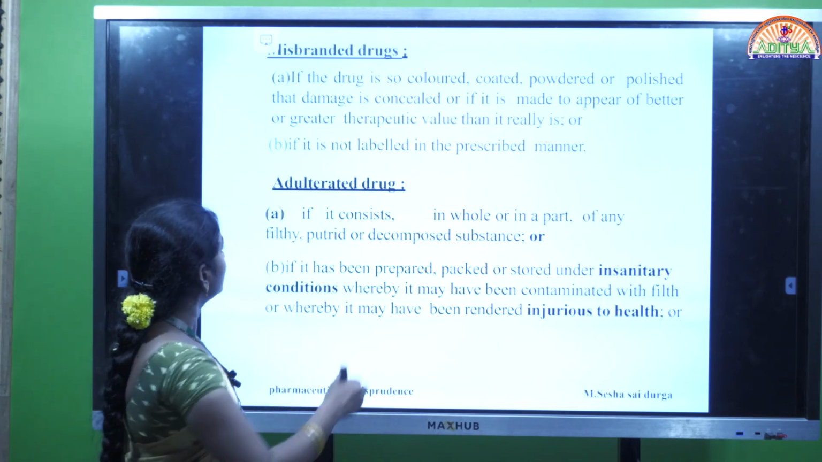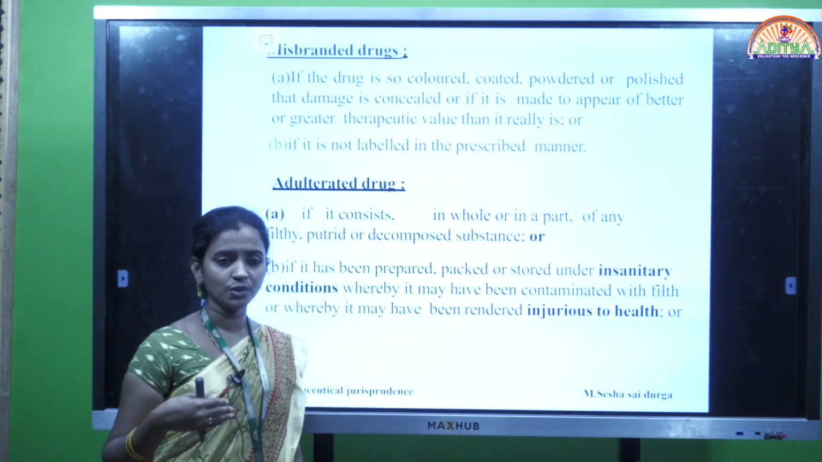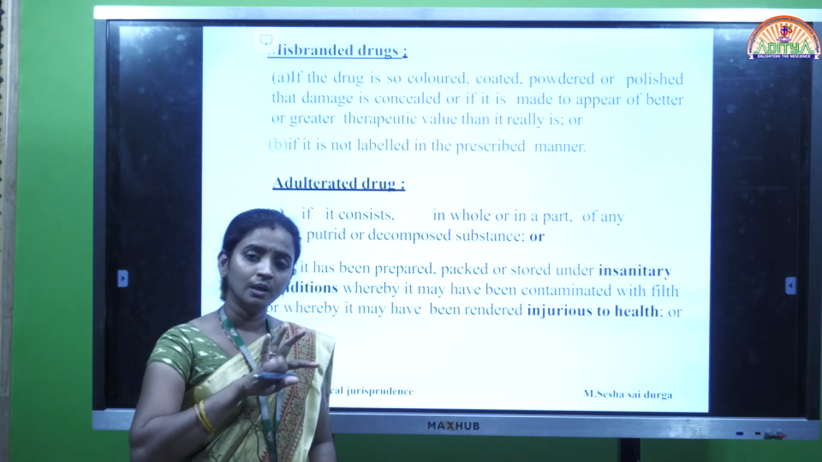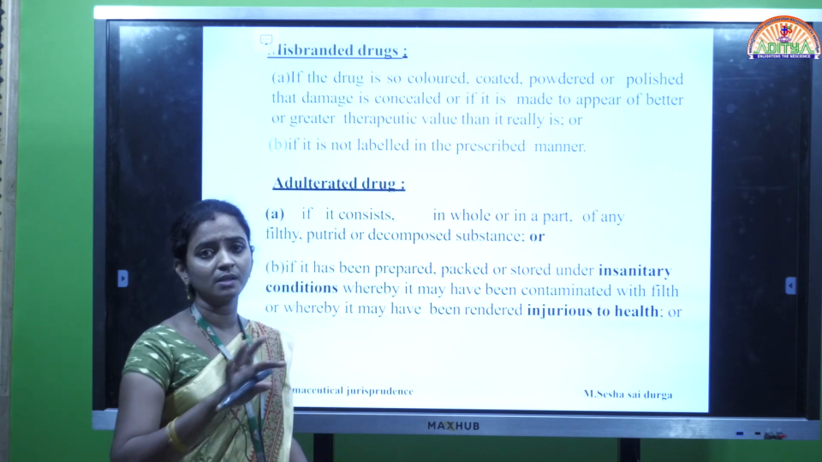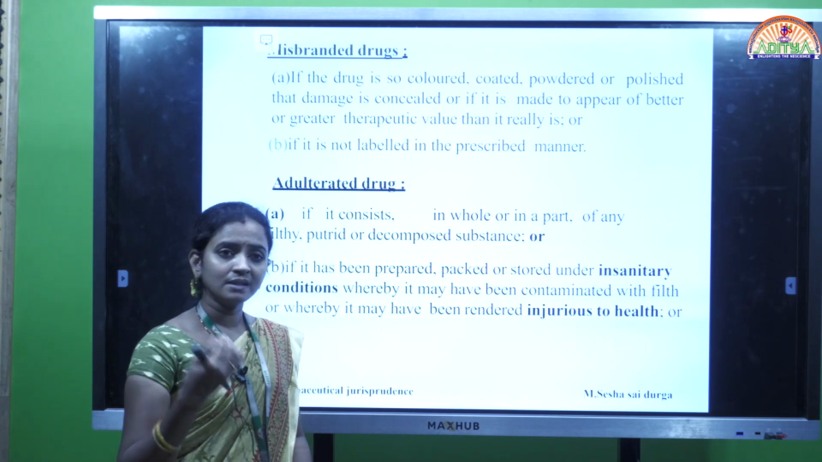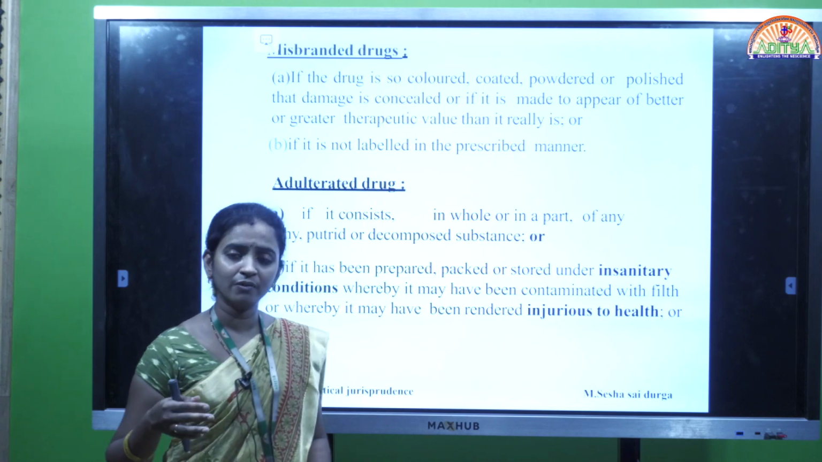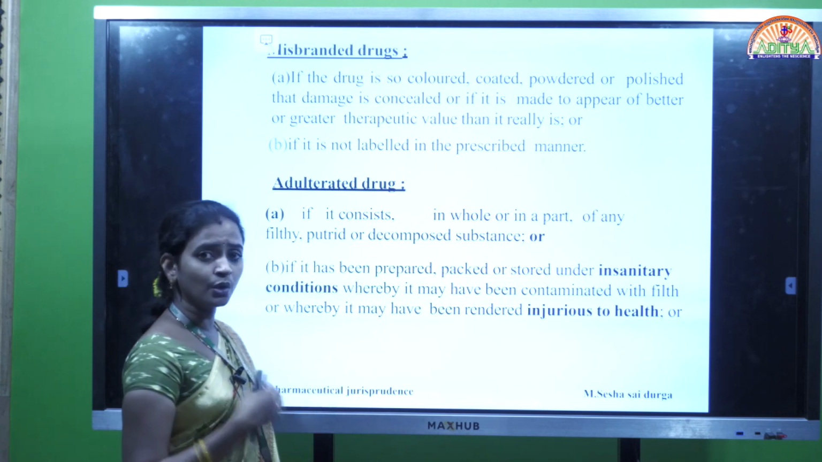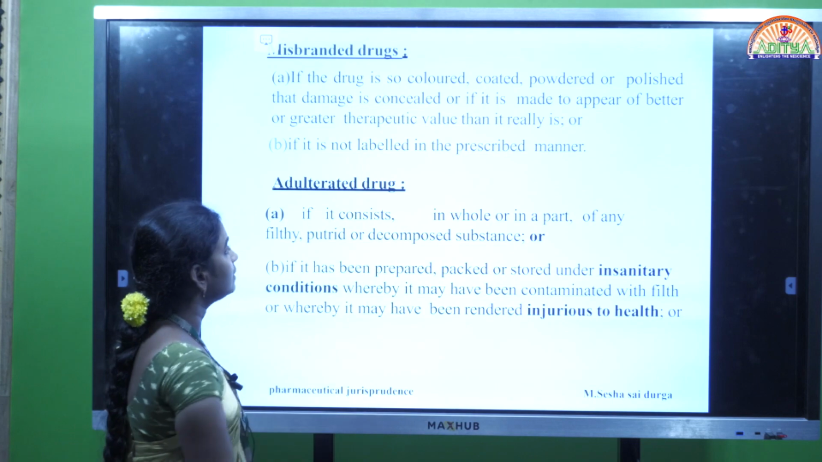And next one, if it is not labeled in the prescribed manner. For every drug we have some labeling precautions. A standard procedure will be there to give labeling. Generally in the liquid dosage form there is some specific labeling, and in the same way parenterals have some specific labeling. In the same way semi solid, solid dosage forms, like that every dosage form has a special labeling procedure. So if our drug is not labeled according to the procedure, that is also called a misbranded drug.